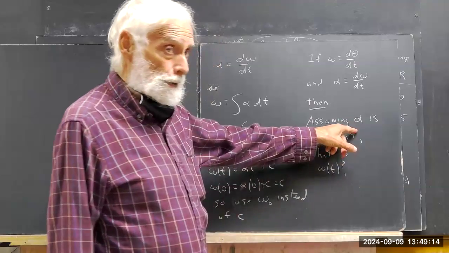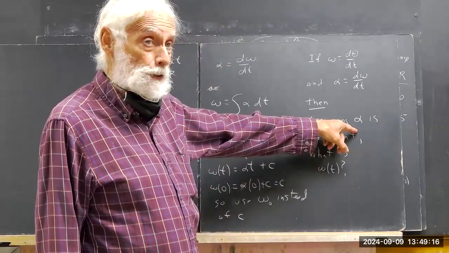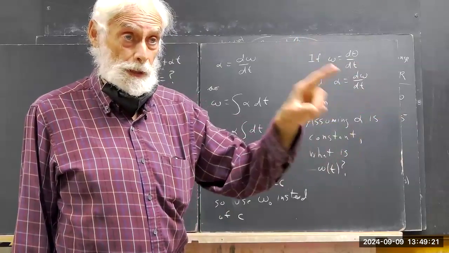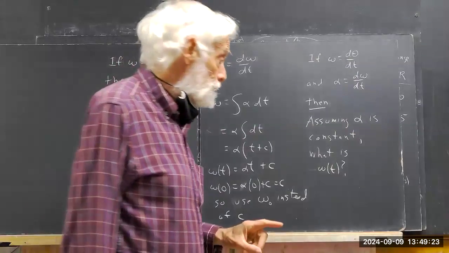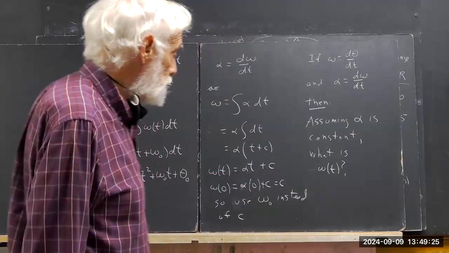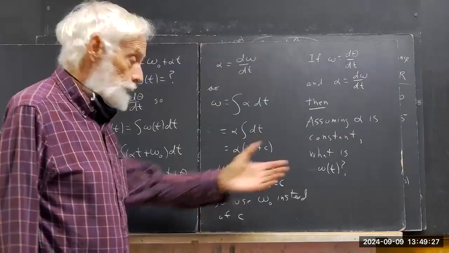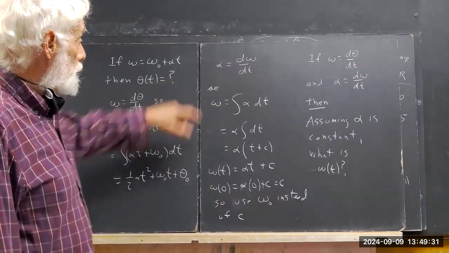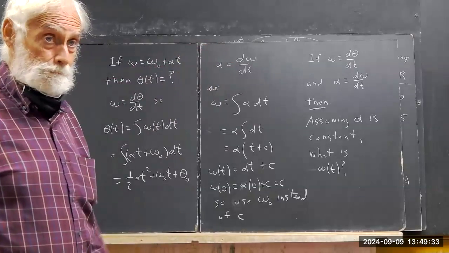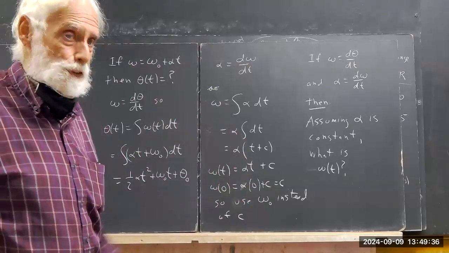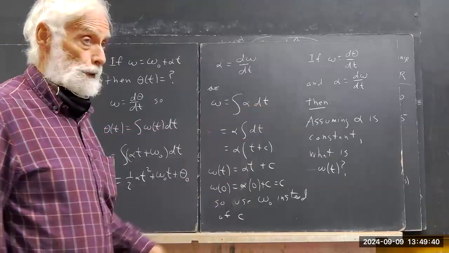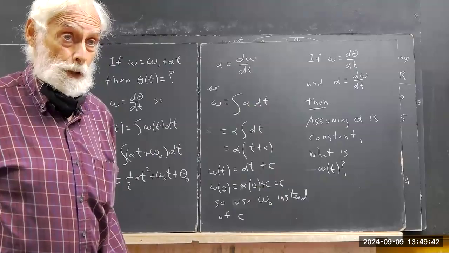Let's make the simplifying assumption that the angular acceleration is constant, which is pretty close to correct for this, but not totally. If the angular acceleration is constant, what's omega? Well, we did this and I explained it in the lab, but I'm just going to do it quickly here. Alpha is d omega dt, and we saw in lab that it follows that omega is the integral of alpha dt. People saw that.